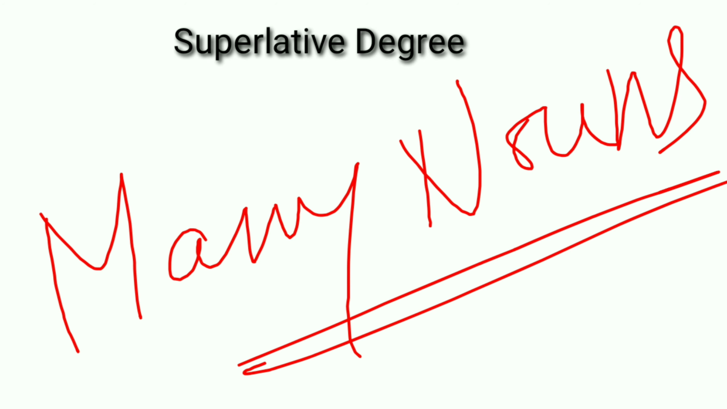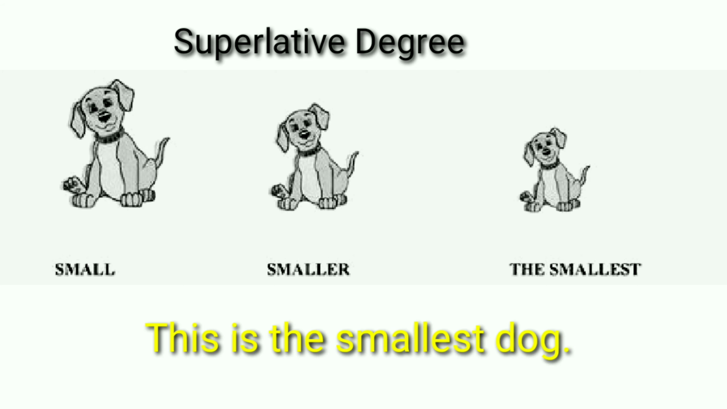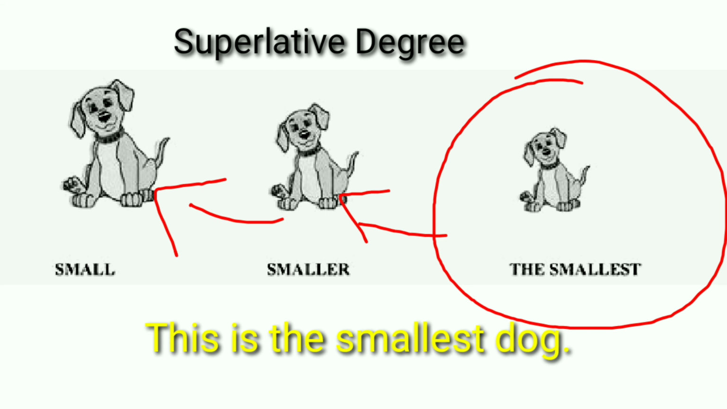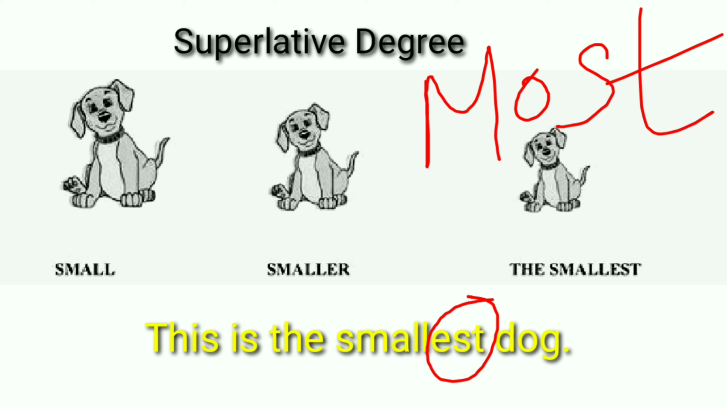Superlative degree compares more than two nouns to show which noun has the least or the greatest degree of quality. For example, we can say this is the smallest dog. In this picture we can see that the last dog has been compared to the other two dogs, and this statement shows that the last dog has the greatest degree of quality. So in this degree we use most or we add est to the adjective.